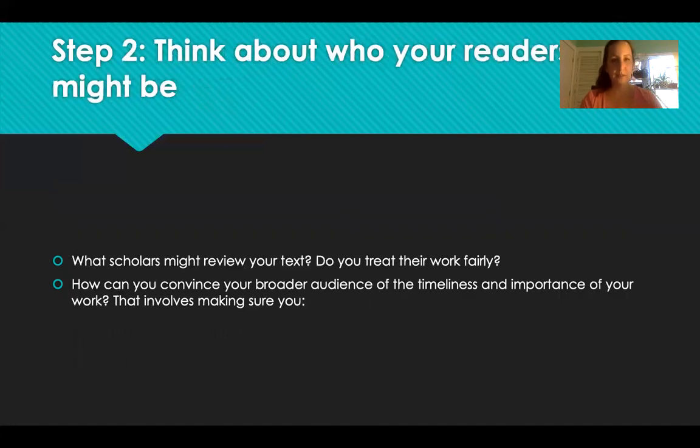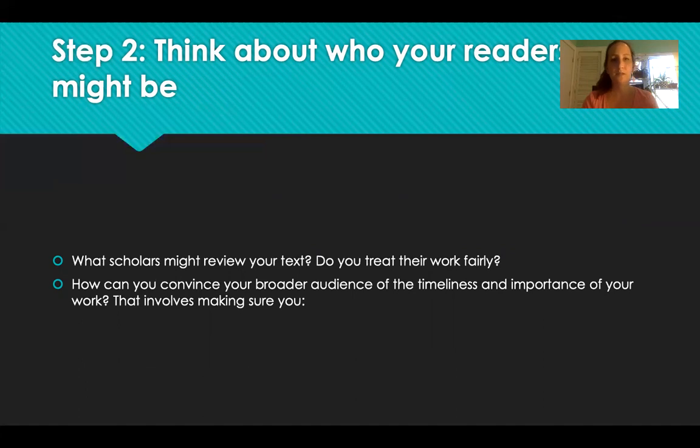And that brings us to step two. Think about who your readers might be. I mean, both your blinded readers who might get an anonymous copy of this essay and decide whether it's publishable, it should be revised or resubmitted, or outright rejected, and also your larger audience of academics.